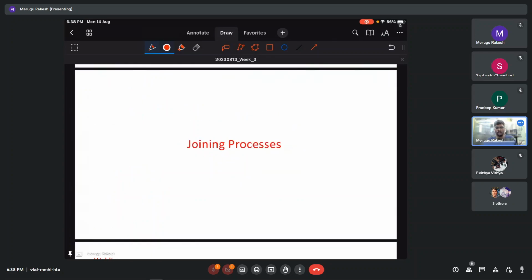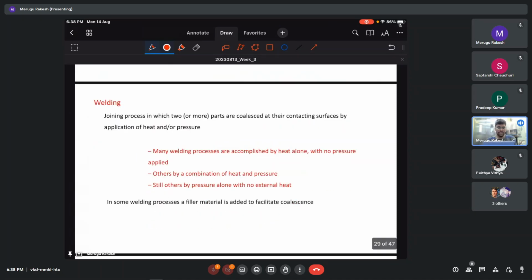So let us go ahead. Basically, the joining process is not only the welding process. There is mechanical joining as well, in which we can use nut and bolt or rivets. But we mainly focus on welding, and we have other types as well, such as brazing. We mainly focus on welding, and we'll cover the others a little. So let us see what welding is.